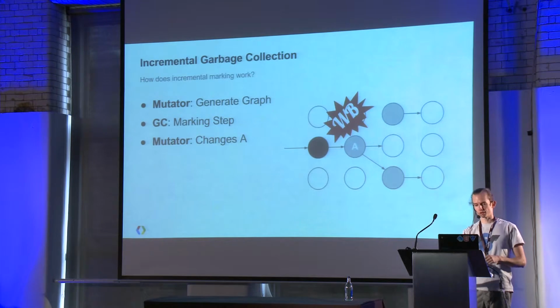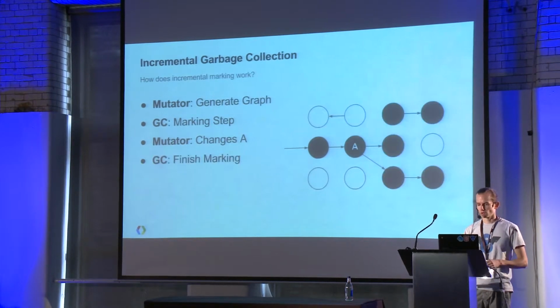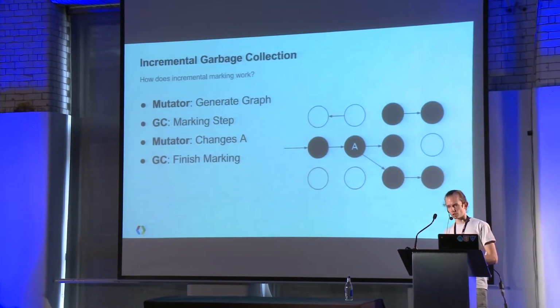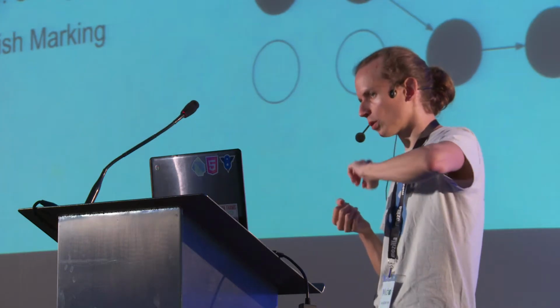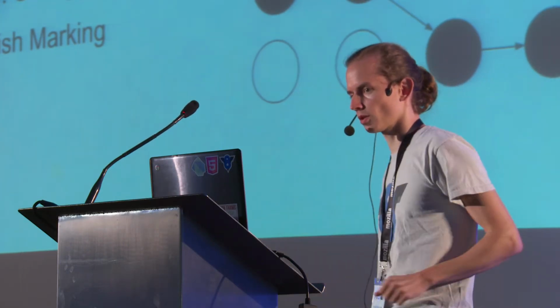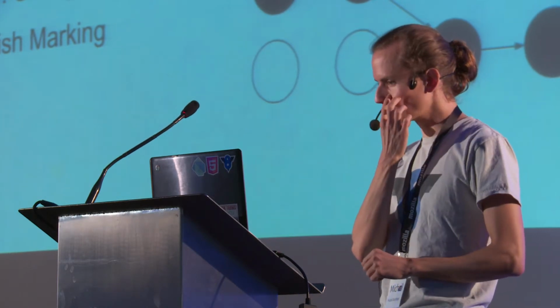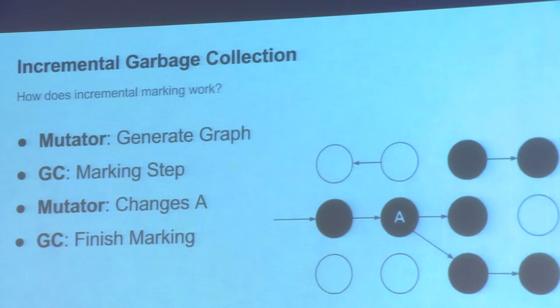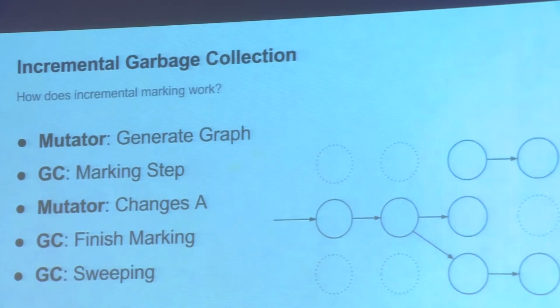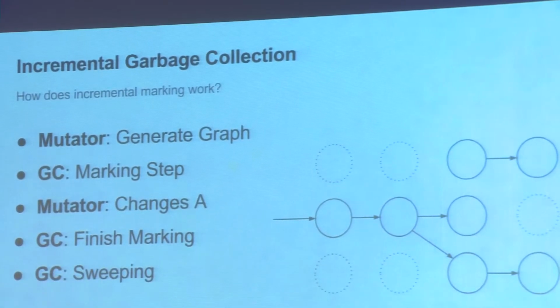Now the second marking step is going to kick in. And this time we're going to finish the marking. So we built the whole transitive closure of your graph, and we've visited everything that's reachable. Sweeping will make sure that the gaps in between can be used for further allocation, and everything that was marked is going to be preserved.